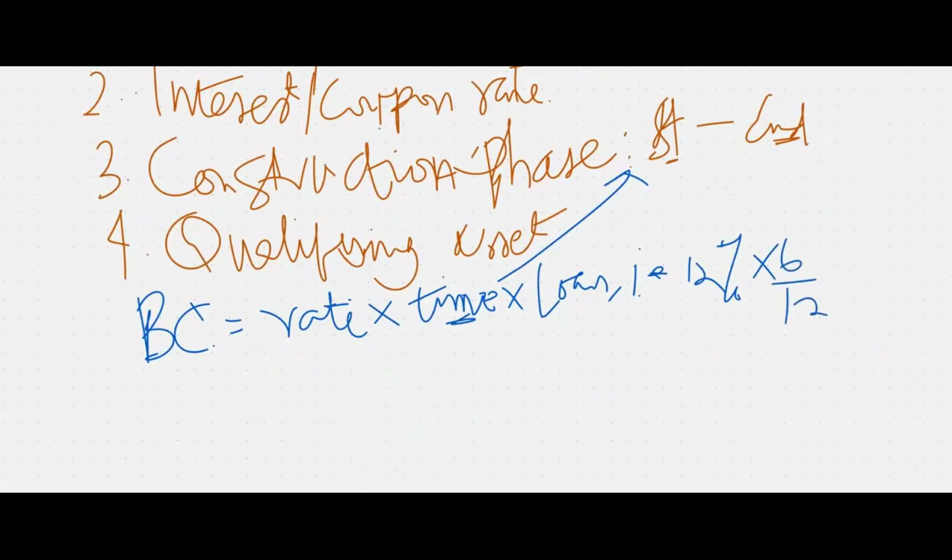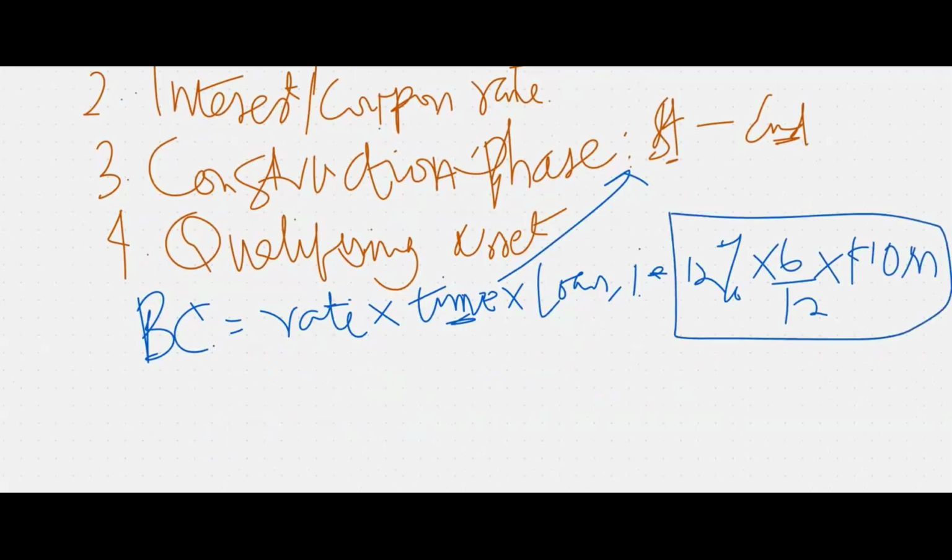Times, what's the loan amount? Let's say the loan amount is 10 million. So this is the borrowing cost. When I find this, that will be my borrowing cost. When it's a specific borrowing, meaning the business is taking the loan or the bond from only one source.